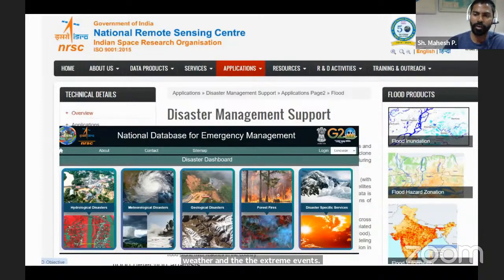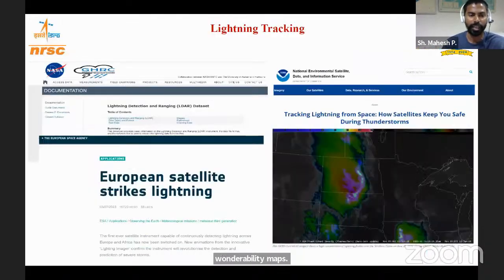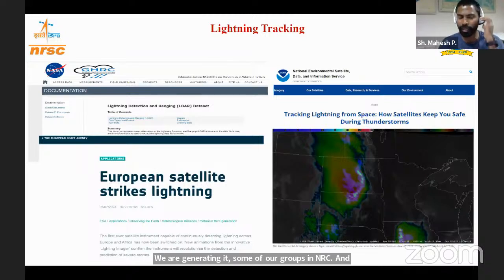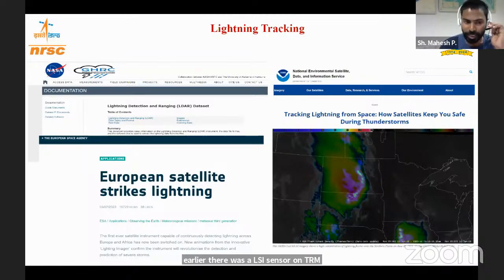That is why these activities are taken care of by different ministries and different organizations. On flood inundation, NRSC is also forecasting or simulating flood inundation maps, flood hazard zones, and flood vulnerability maps. We are generating these in some of our groups in NRSC. And lightning tracks, tracking the lightning: earlier there was the LIS sensor on TRMM, the Lightning Imaging Sensor, which was continuously tracking lightning related information.